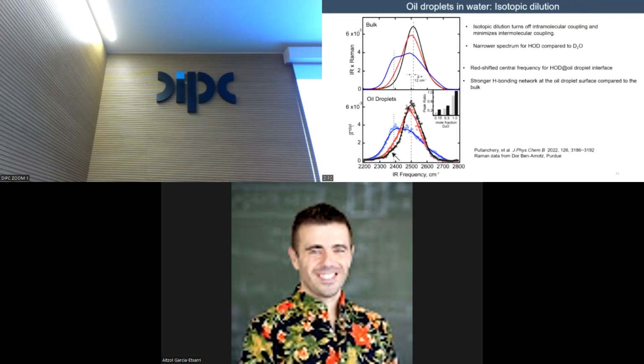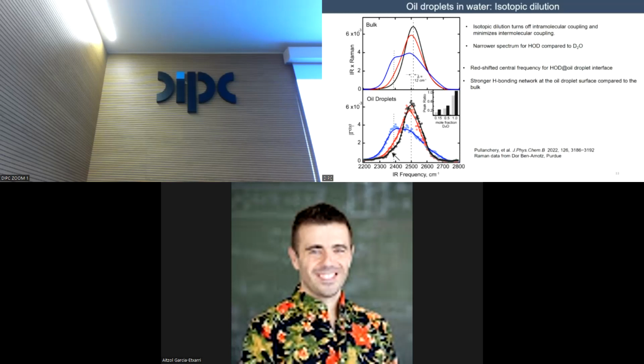So we then had to do an isotopic dilution measurement where we dilute the D2O with H2O. And if you dilute it enough so that you go to 15% D2O, that is the black spectrum. Sorry, I think the legends are gone, but the 15% D2O looks like this. It's a much narrower peak, right? So you're essentially turning off the intermolecular and intramolecular coupling as much as possible. And then you see that the peak is now shifted. And I have a comparison of the bulk water response here.